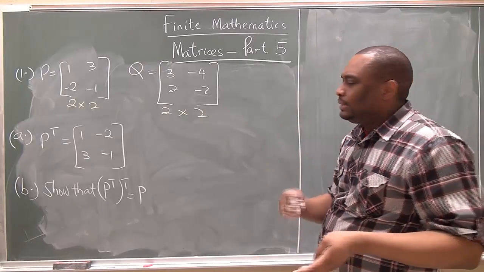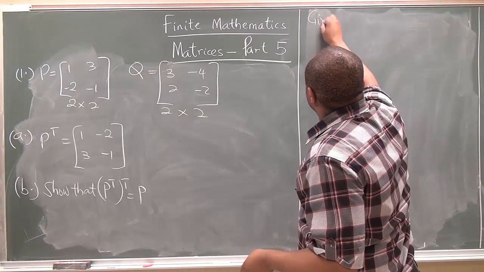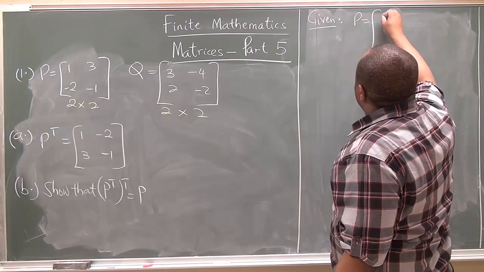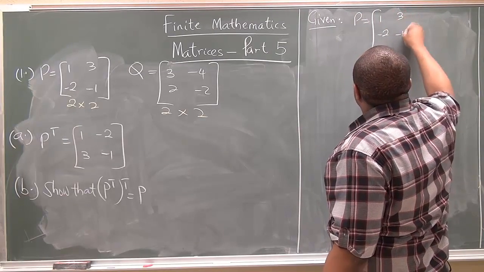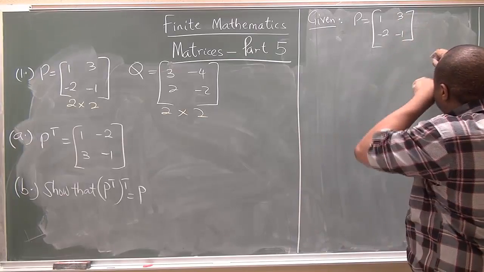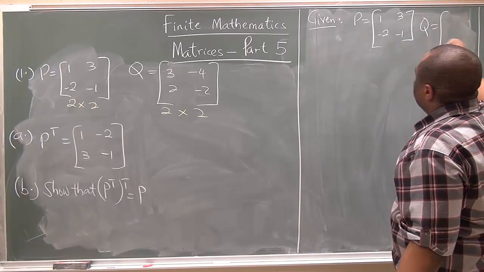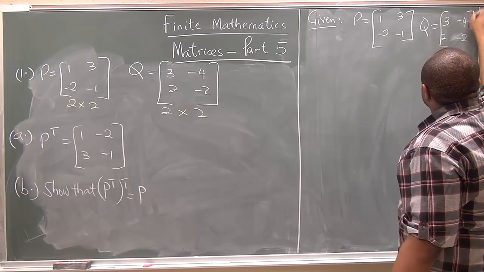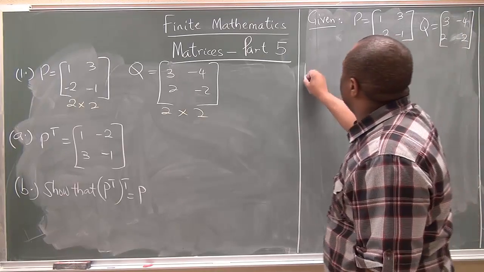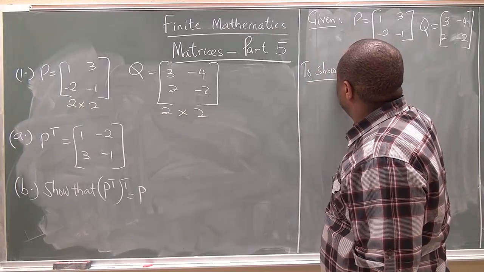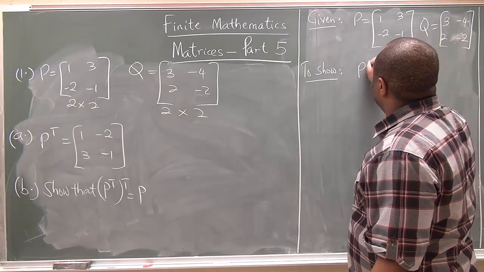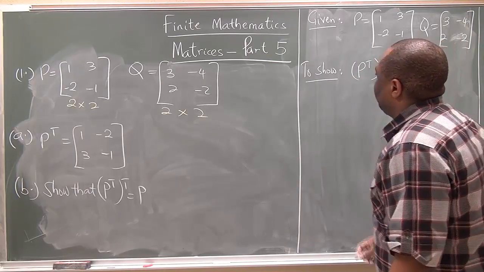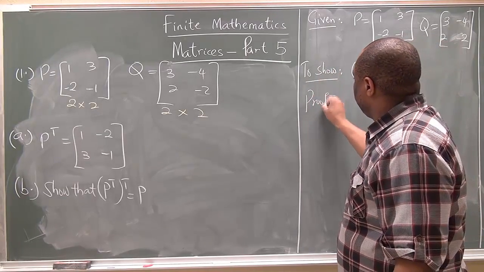Usually, there are steps to do this. You write the given first. What were you given? You were given matrix P: 1, negative 2, 3, negative 1, and then you are given a matrix Q: 3, 2, negative 4, negative 2. Okay, given. Now, to show that the transpose of the transpose of P is equal to P. And then the next step is to write your proof.